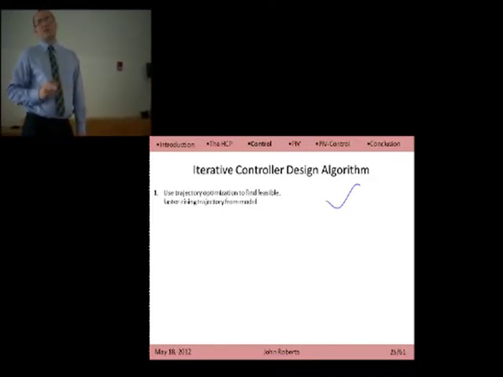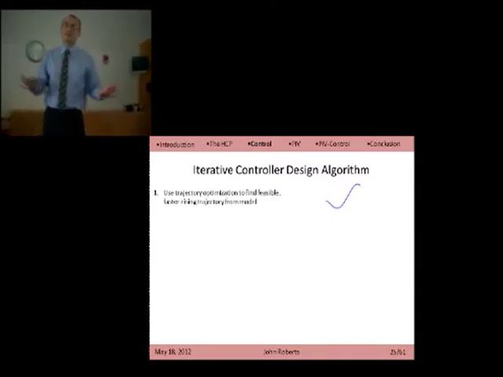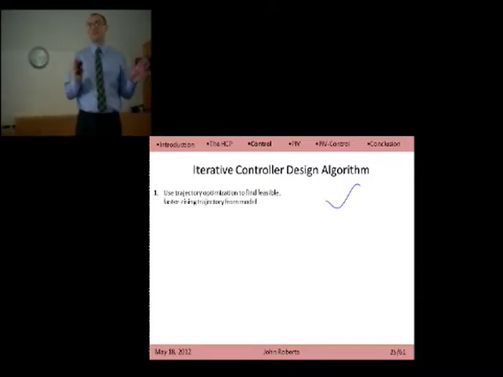We use the trajectory optimization and that initial quasi-steady model to design a feasible, faster rising trajectory that does a reasonable thing, but is not exactly what we want. It doesn't meet all our constraints.